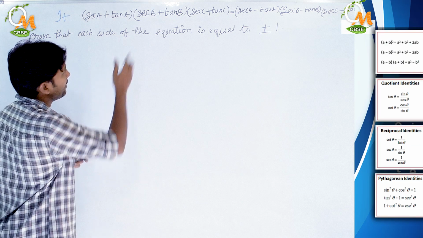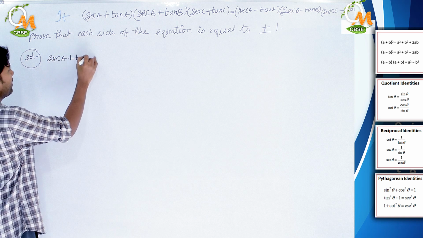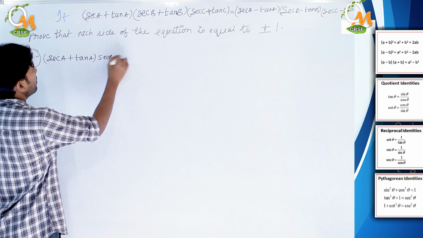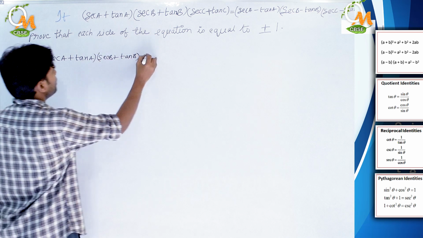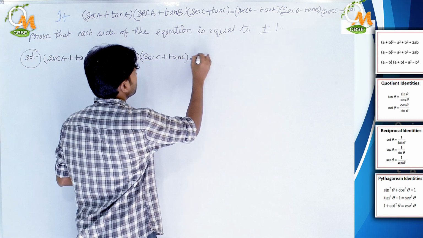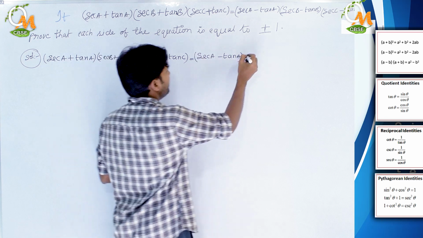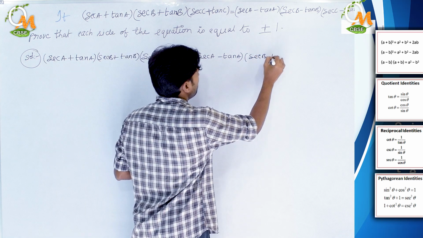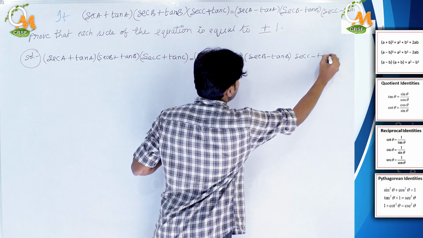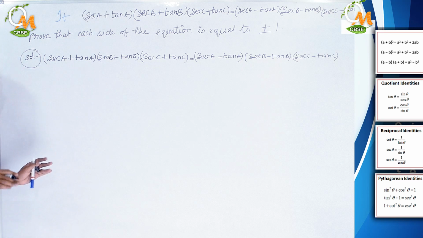So first do one thing, take the given condition, write it down. Secant A plus tan A into secant B plus tan B into secant C plus tan C equal to secant A minus tan A into secant B minus tan B into secant C minus tan C. This is the given condition in the upper line. Okay, we wrote it.